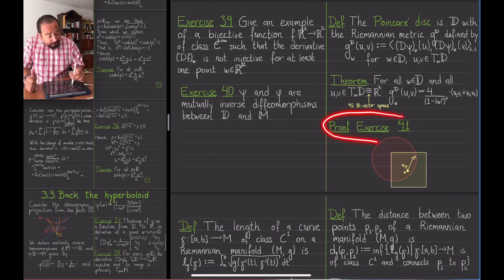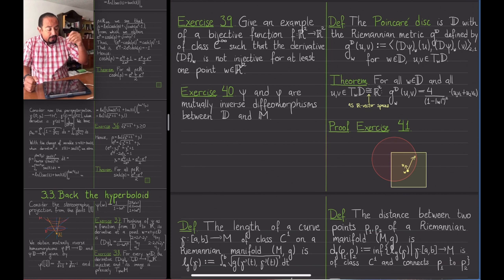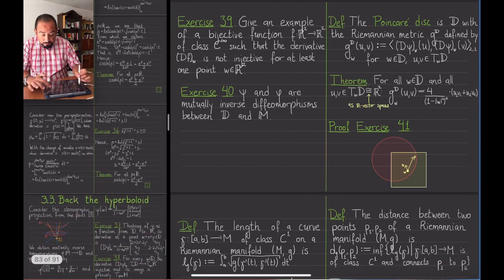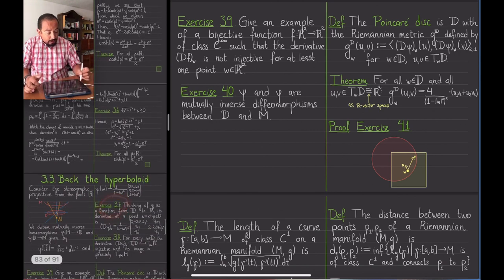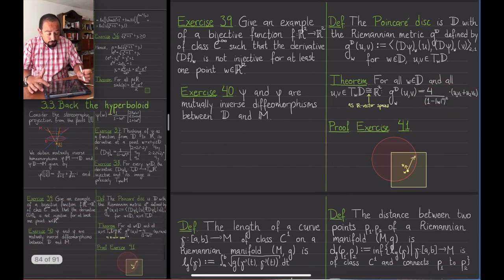Now I leave the proof as an exercise. It's not a hard exercise, but it's a bit lengthy: you take any two vectors and multiply them with the matrix that I asked you to compute in exercise 37, and then use the explicit Minkowski form, and then simplify, right. So it's a bit lengthy, but I think it's a very good exercise. So I really encourage you to do it.